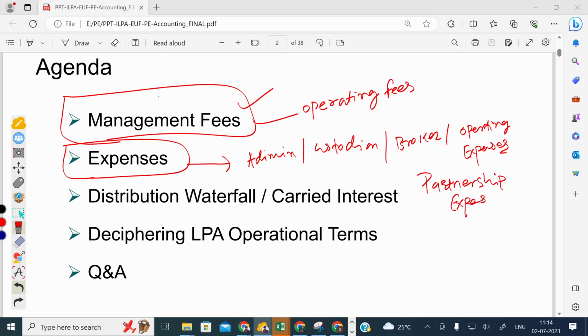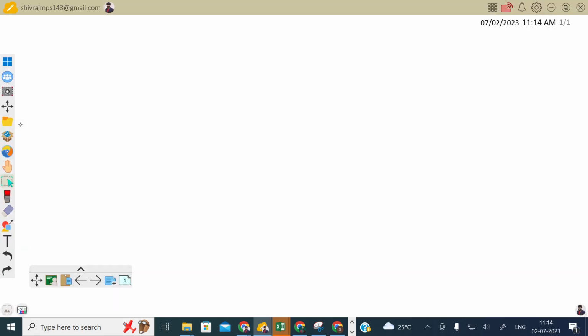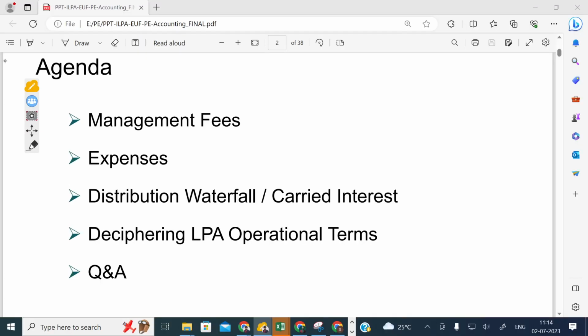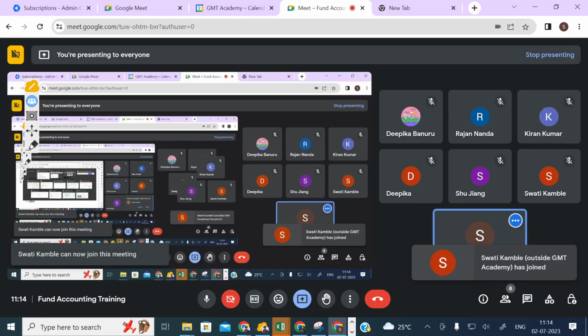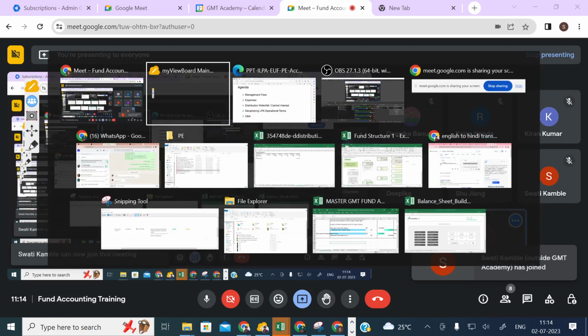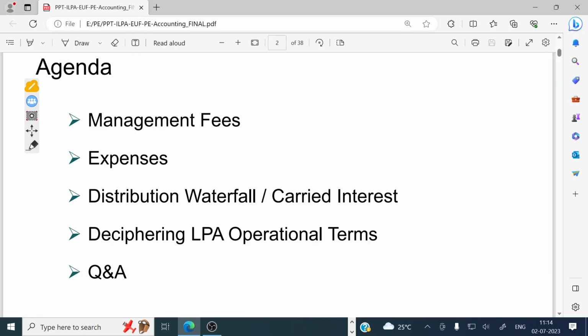So note down this one. In a private equity, you would see partnership, custodian, admin, and management fees expenses. Most of the time, you will have to record the transactions or do the accounting for those expenses. All right.